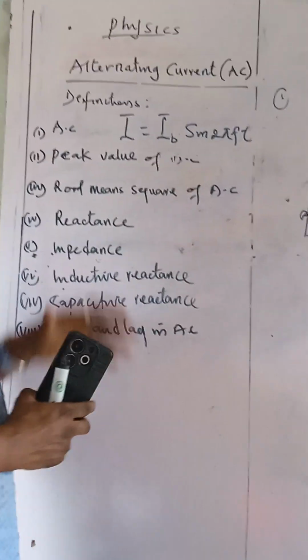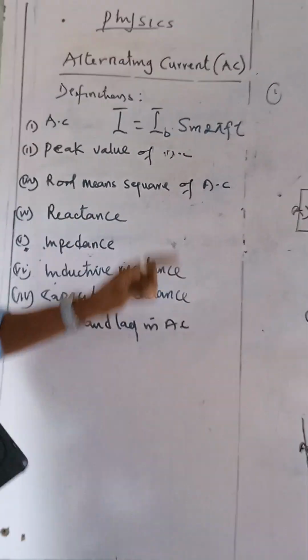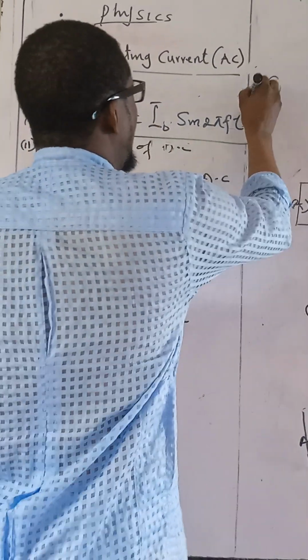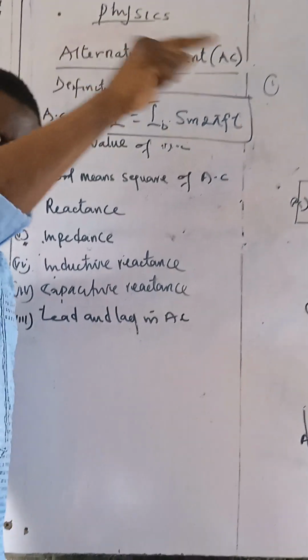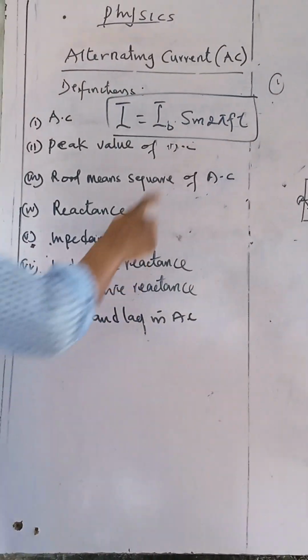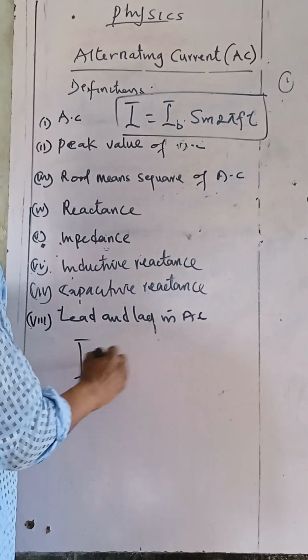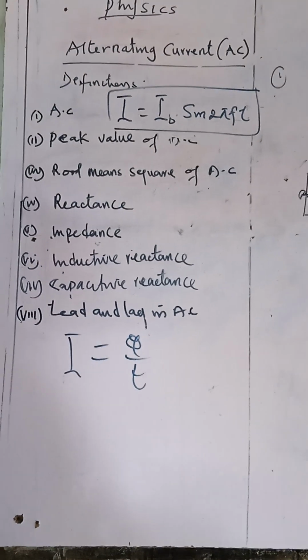So I said the commonest example of an AC current can be represented using this equation. When you are asked to generate an equation that can show that this current is an alternating current, this is an equation that should, because current normally has this equation, quantity of charge over what? Time. That is the equation representing current.